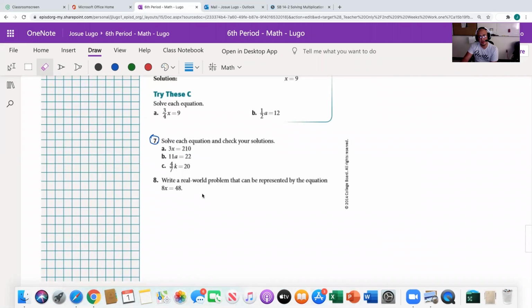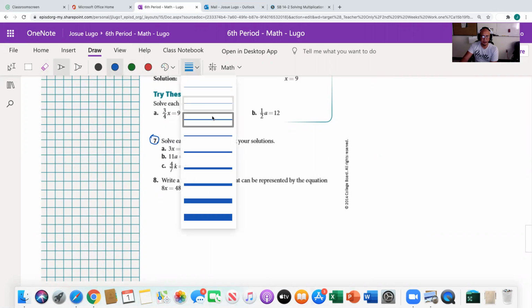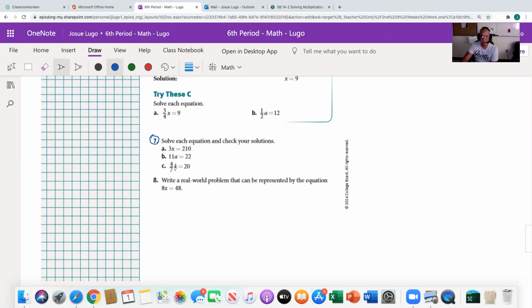So let's start with, let's do 7C. 7C, because that one has a fraction, so let's work with that one. So for 7C, we have 4/7 K is equal to 20. 4/7 K is equal to 20. Now remember, my goal is to isolate the variable. I want the K to be by itself. It is not by itself because I'm multiplying times a 4/7.